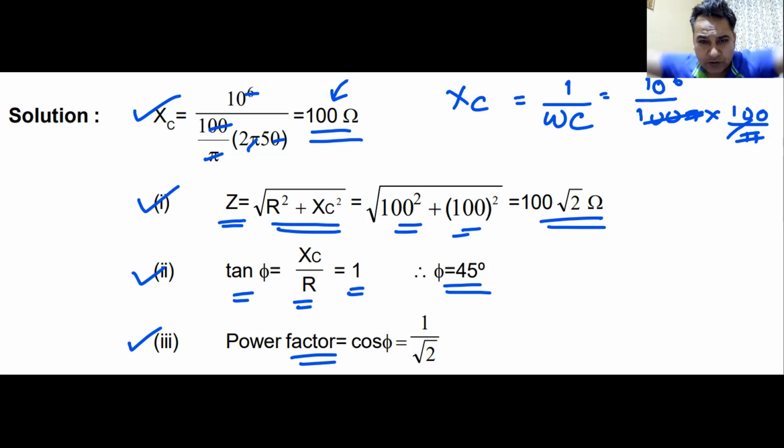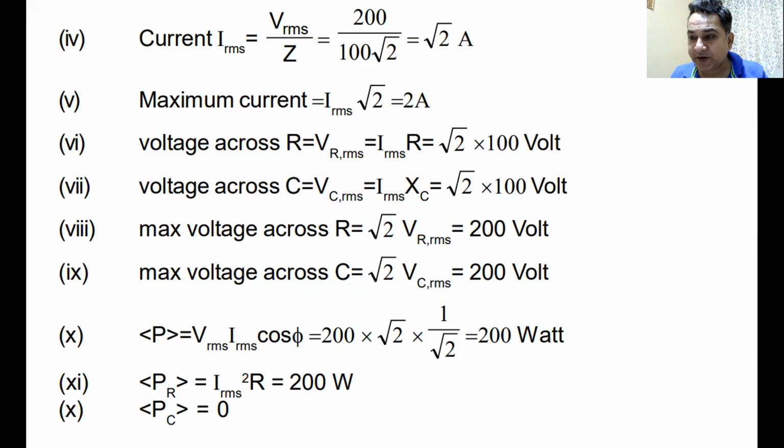Well, I hope you have noted this down. Let us move ahead and do the next step. The next step is to find the value of current, IRMS. IRMS is VRMS divided by Z. Don't forget that.